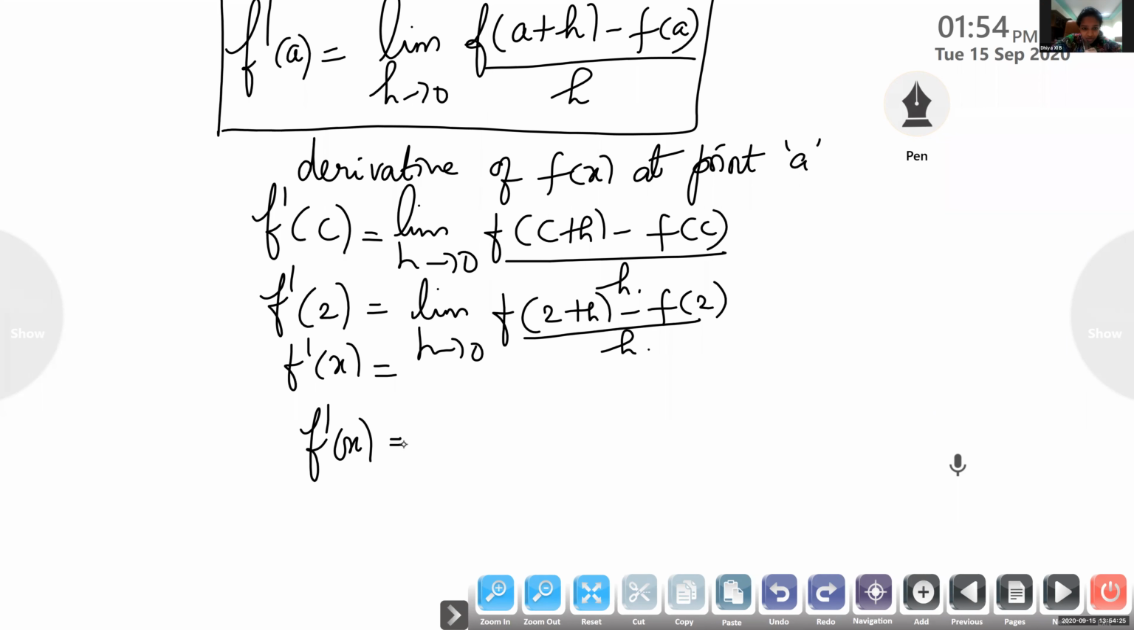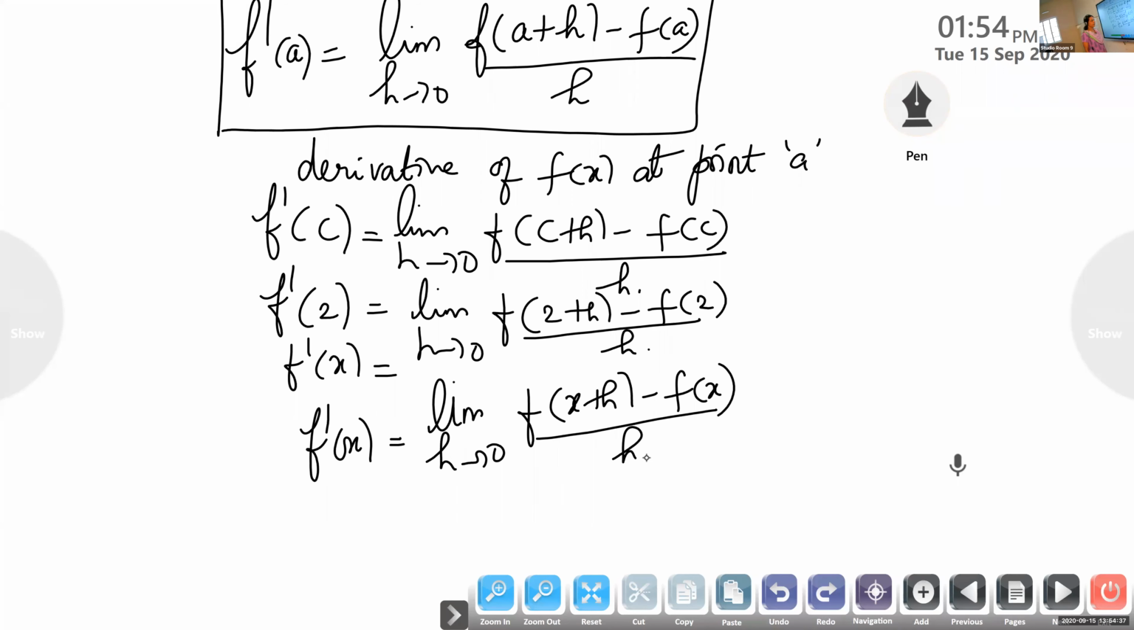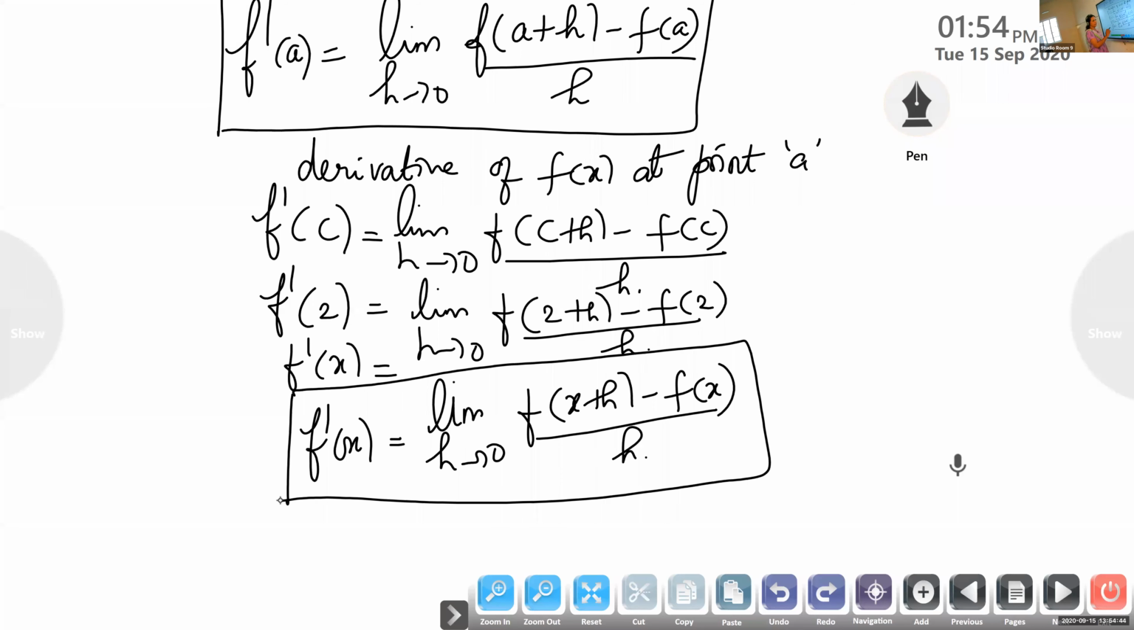Limit h tending to 0, f of x plus h minus f of x by h. And this is denoted by f dash of x. This is what we call the derivative of f with respect to x.